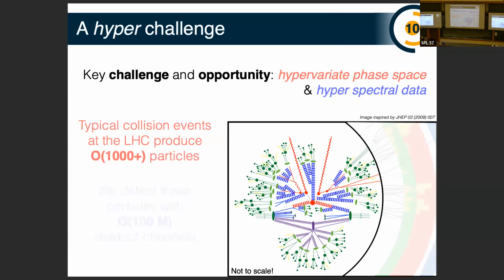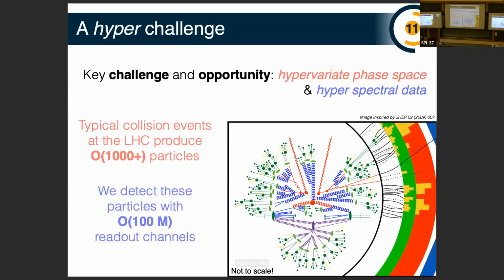So just to give you a sense, imagine a collision at the Large Hadron Collider. A typical collision might have thousands of particles. That's the phase space we're trying to probe. Each of those particles has, say, a 4-vector. So that's order many thousands of dimensions. If you add more features like flavor, there's even more. And we detect all these particles that are flying out of our detector with a number of detector components. The ATLAS or CMS detectors at the LHC have hundreds of millions of readout channels. And so this is this hyperspectral camera imaging this hypervariate phase space.